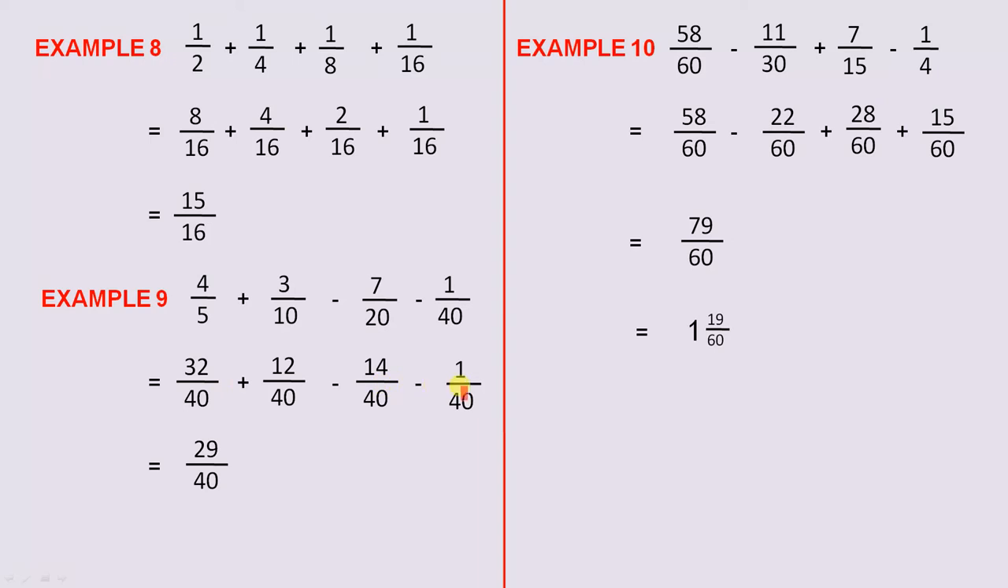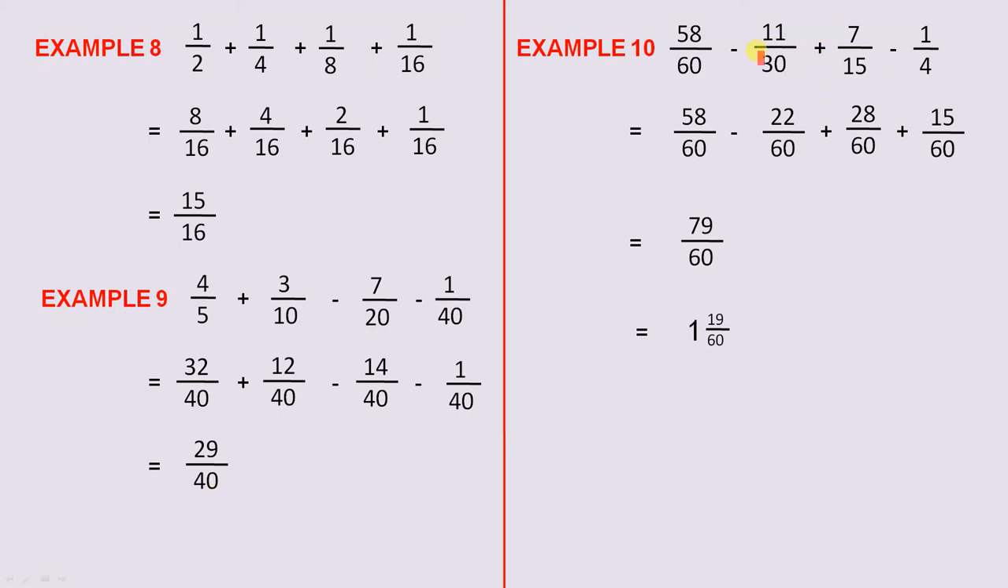There's our new sum. So if we have 32 plus 12 is 44. 44 take away 14 is 30. 30 take away 1 is 29. So the answer is 29 over 40.